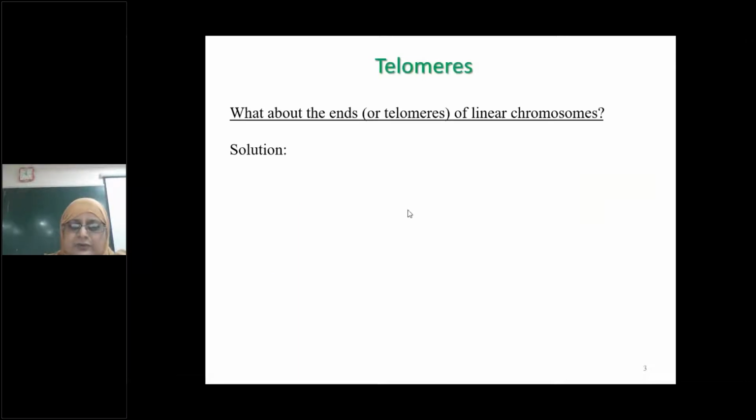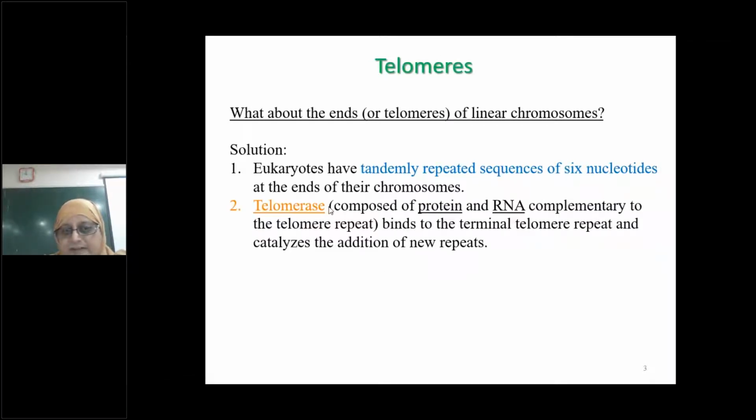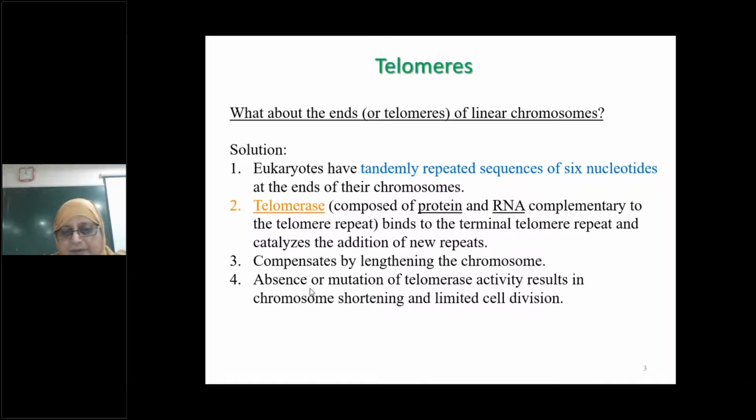So what is the solution for this in order to prevent the shortening of the chromosomes? Yesterday I told you about the telomerase enzyme. Eukaryotes have tandemly repeated sequences of 6 nucleotides at the end of their chromosomes. Then we have the telomerase enzyme that is composed of protein and RNA complementary to the telomere repeat. It binds to the terminal telomere repeat and catalyzes the addition of new repeats. And this helps in lengthening of the chromosome. Any absence or mutation of the telomerase activity will result in chromosome shortening and limited cell division.